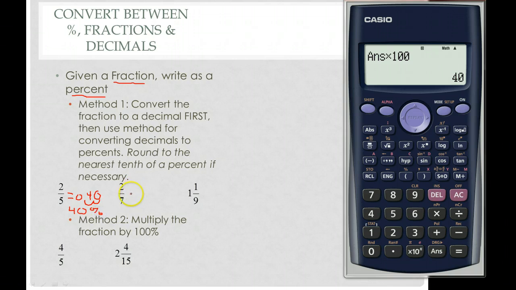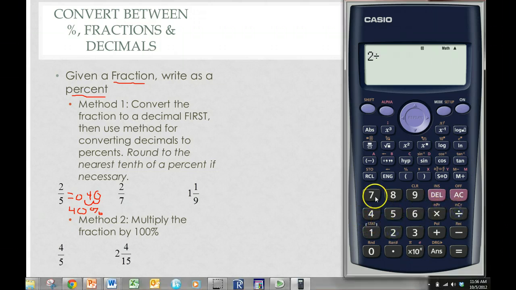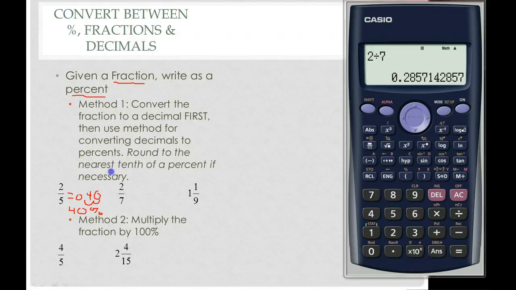Let's try the next one. 2/7. First, I convert it to a decimal. So I say 2 divided by 7 equals, as a decimal, 0.285714. Lots of numbers. Now notice I do tell you to round, but I tell you to round to the nearest 1/10 of a percent. 1/10 of a percent. That means I want to change it to a percent first.